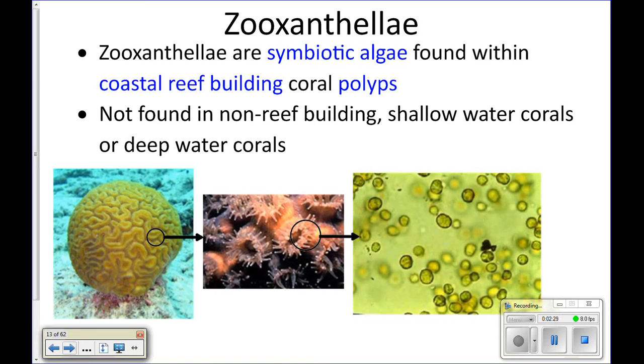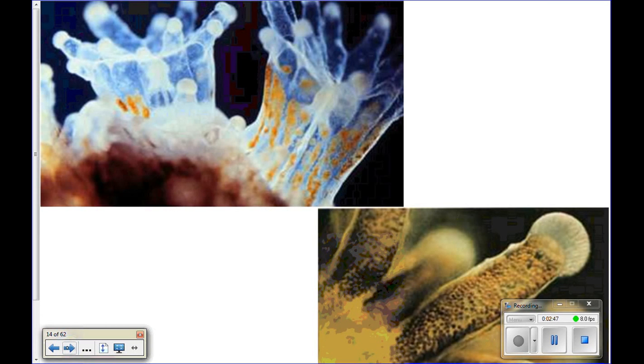So if you look at your brain coral, okay, if you take a little piece of the brain coral and you zoom in, you'll see the little polyps on there. If you take the little polyps and you look at those under the microscope, see all these dots? Okay, those are the little single-celled algae living inside of the coral. Okay. A couple more pictures just to help you see.